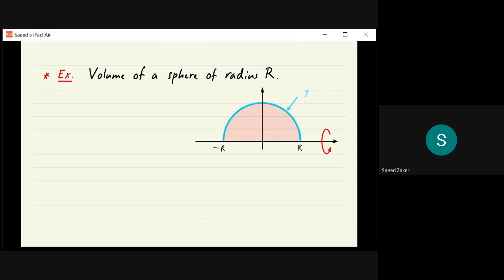Again, if I show you something on my makeshift scrap paper, if I take a half disk, imagine you make this half disk out of a piece of cardboard, and you lean it against this axis. This is a line in space, and you rotate this piece of cardboard, the semi-disk, around this line. What you get is, of course, a sphere.